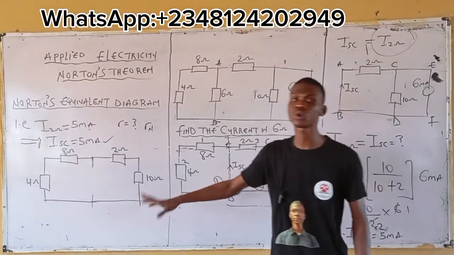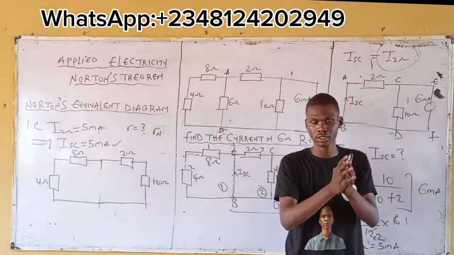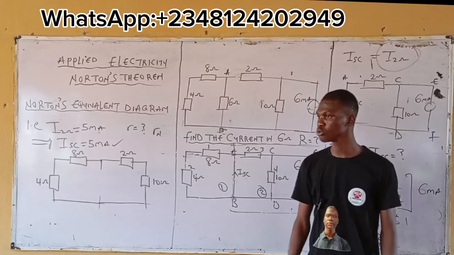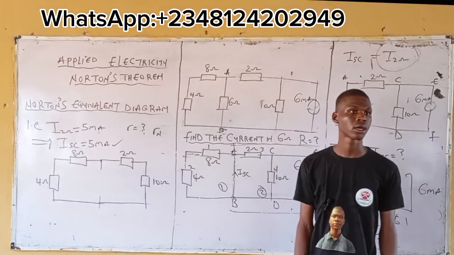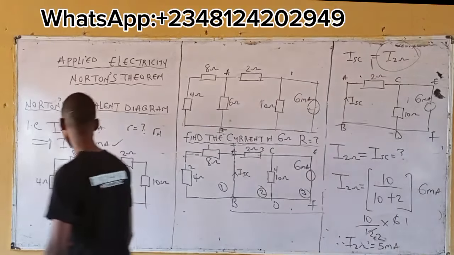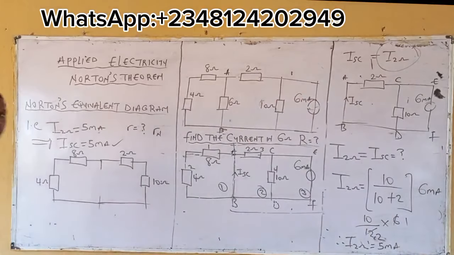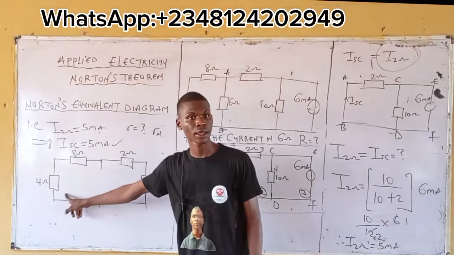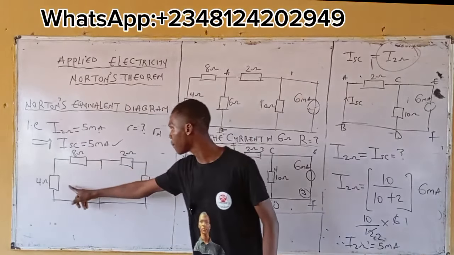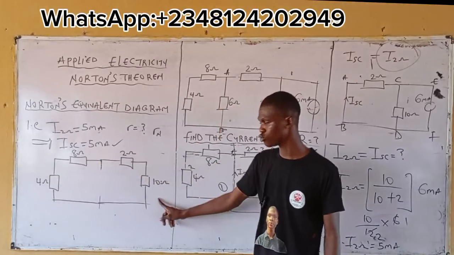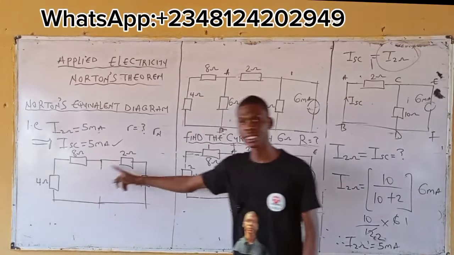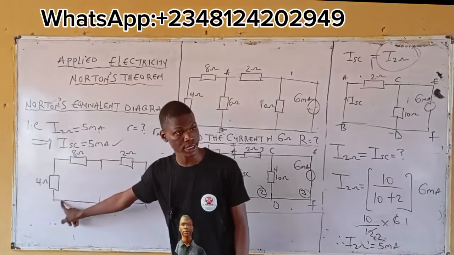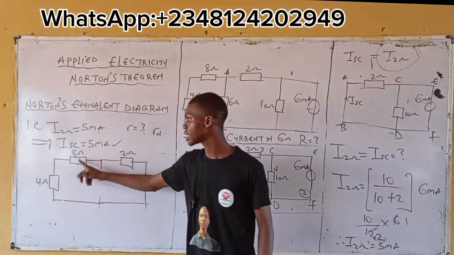Unlike the first one, in parallel, multiply then divide. But in this case, what are you going to do? This is series. 8 and 4 are in series. 10 and 2 are in series. 8 and 4 are not parallel to 10 and 2. They are in series.